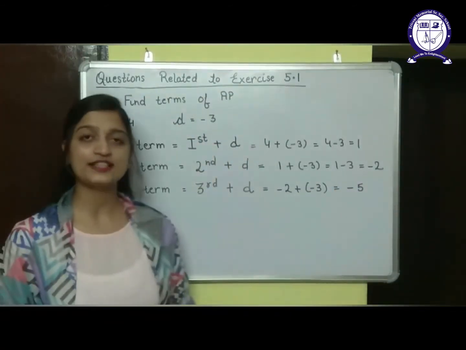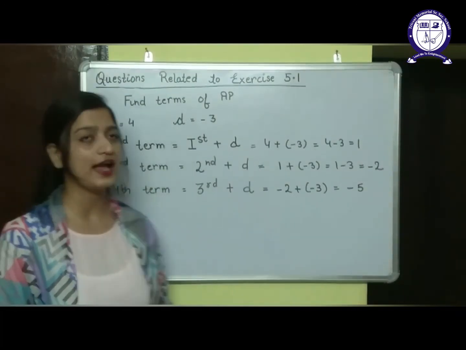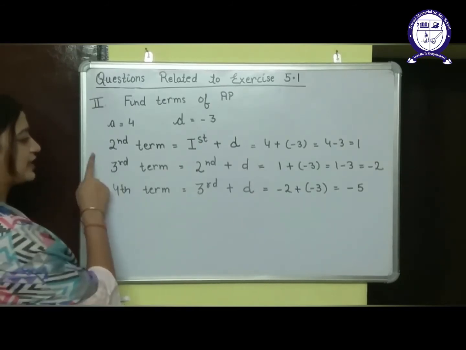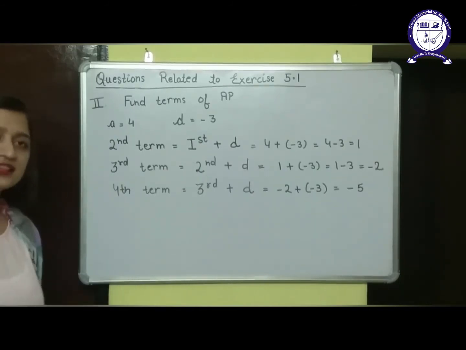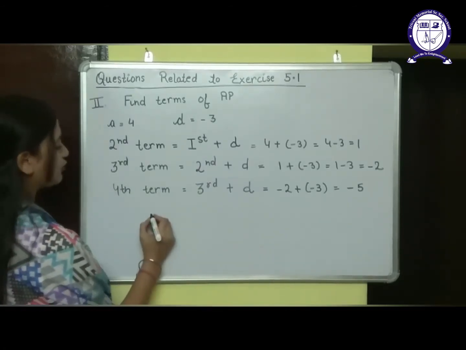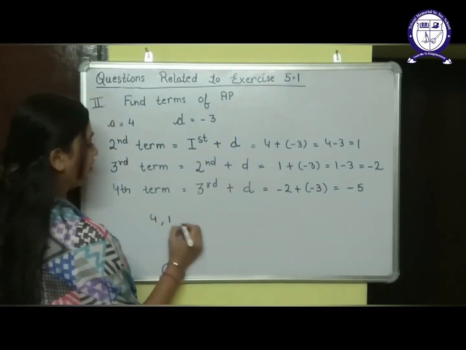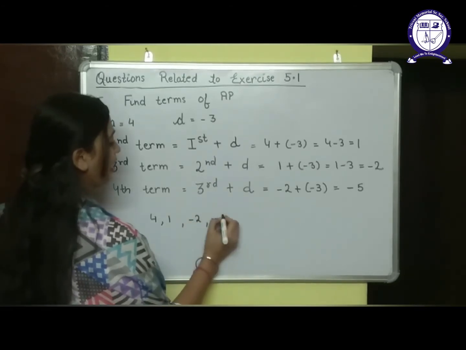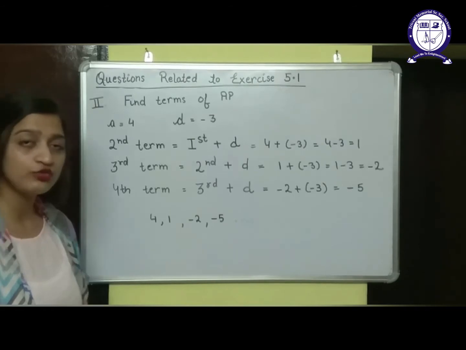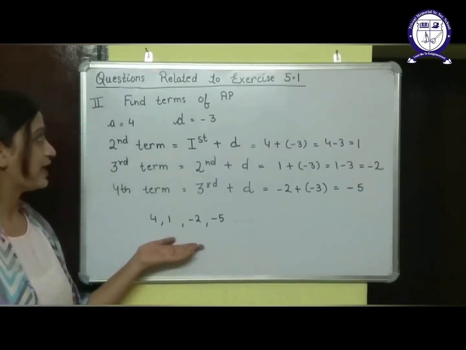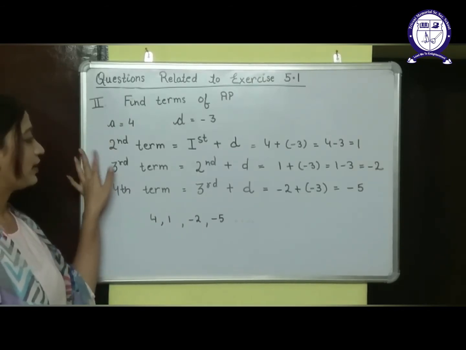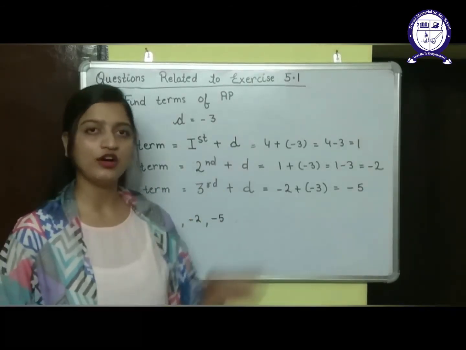Now the question says find the first four terms and I have found them. The first term was already given and I have found the second, third and fourth term. And at the end write this in the form of a sequence or an AP, that is 4, 1, minus 2, minus 5 and so on. Now how to find the terms of AP, that is keep on adding the value of D.